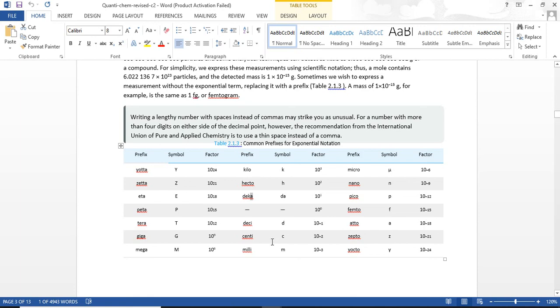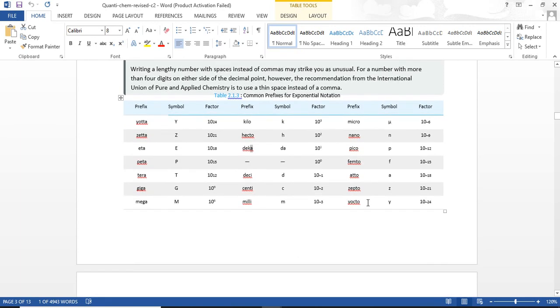What do you observe, class? Usually the symbols come from the first letter of the prefix. For your yocto, it is small letter y. So remember, from milli onwards, milli to micro, the change is already by 3. You have your milli, micro, nano, pico, femto, atto, zepto, and yocto. So the change in your exponents is by 3.